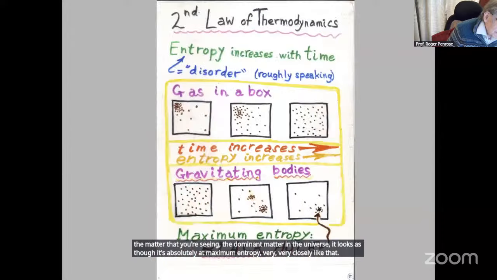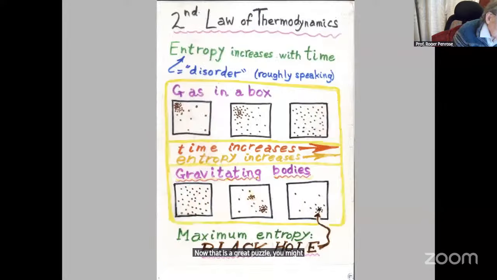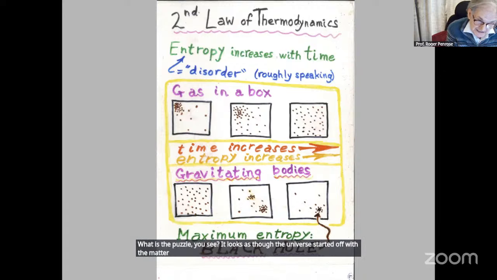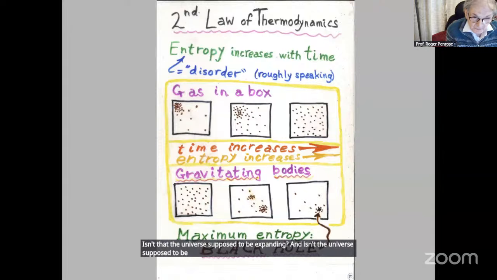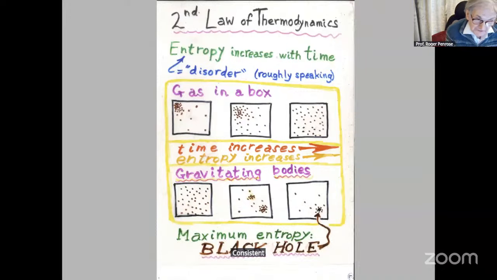Now, that is a great puzzle, you might say, and I want to explain how I'd resolve this puzzle. What is the puzzle, you see? It looks as though the universe started off with the matter being at absolute maximum entropy. Maximum? Isn't the universe supposed to be expanding? And if you've got maximum entropy to begin with, where's it going? I mean, it can't get any bigger than the maximum. So how could it be consistent with the second law of thermodynamics?